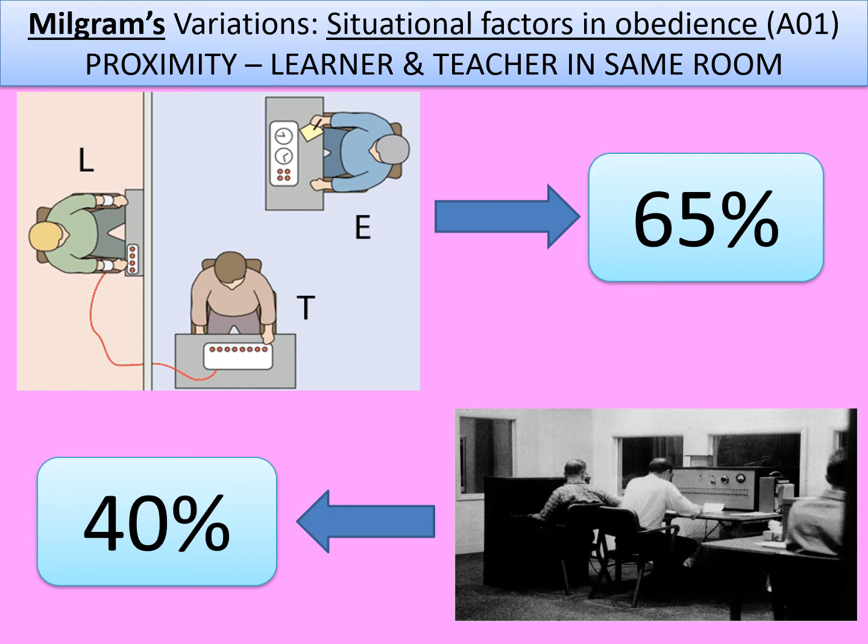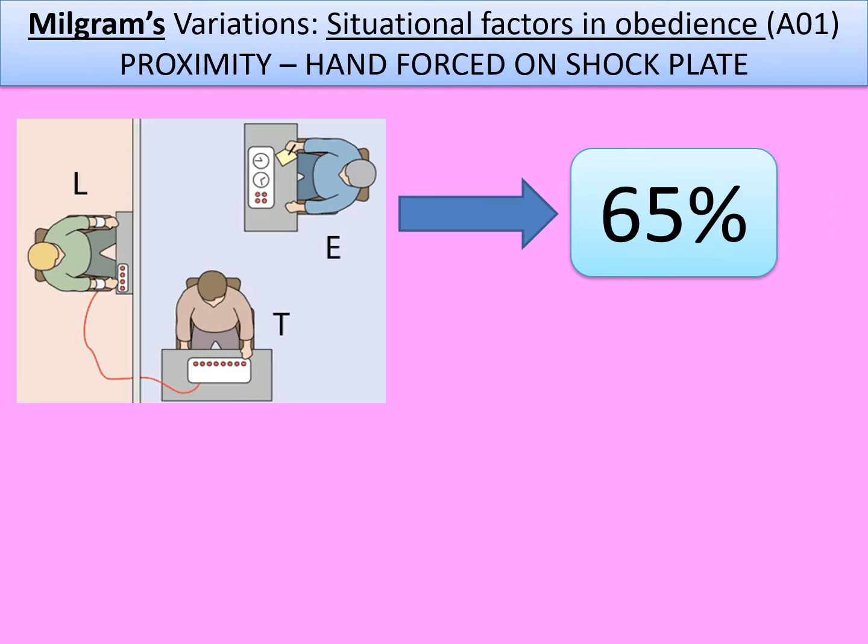So obedience is more likely to occur if you have greater proximity. If you're asked to do something you don't want to do, but you're quite far away from the actual person that you're hurting, then you're more likely to obey. If you reduce the proximity of the learner and the teacher, it drops to 40%.